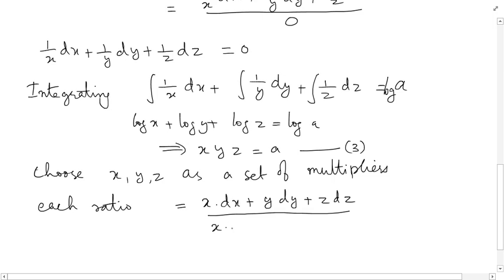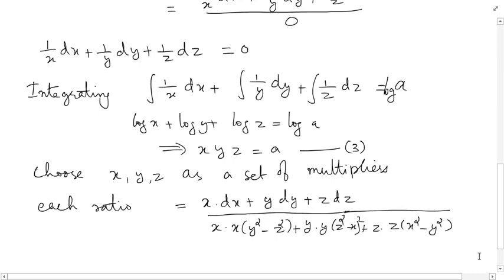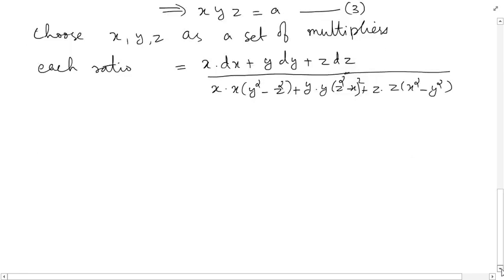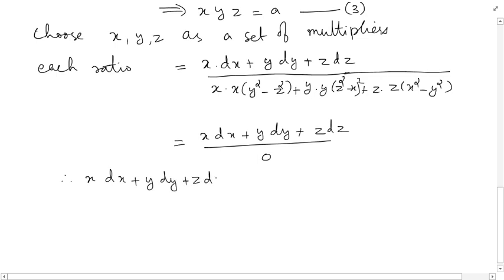So in this case, it is x into y square minus z square plus y into z square minus x square plus z into x square minus y square. Now after simplification, we can observe that the value of the denominator is 0. Therefore, we can write this as x into dx plus y dy plus z dz divided by 0. So we have chosen some multipliers, in this case x, y, z, in such a way that the denominator of this ratio is 0. So therefore the numerator is also equal to 0. So we can write x dx plus y dy plus z dz equal to 0.